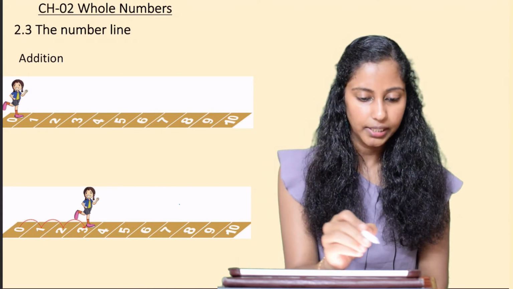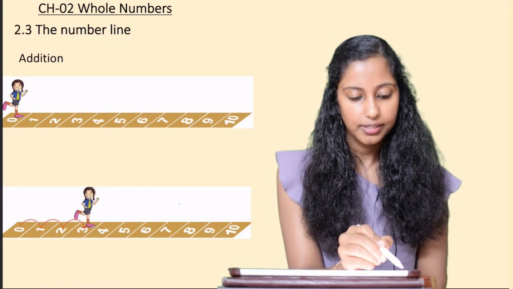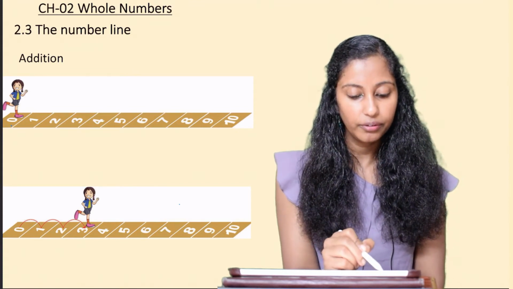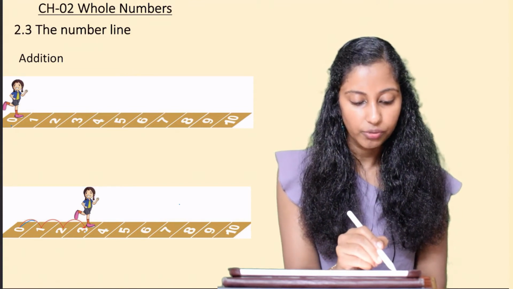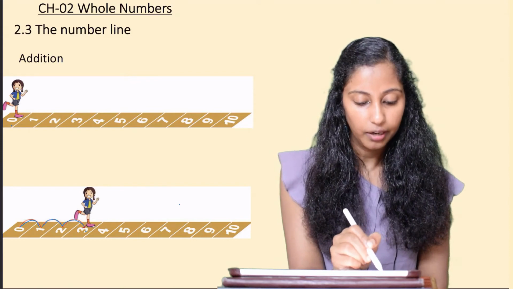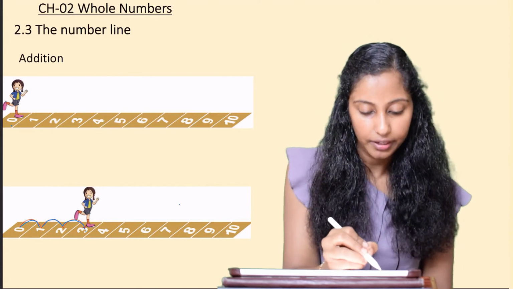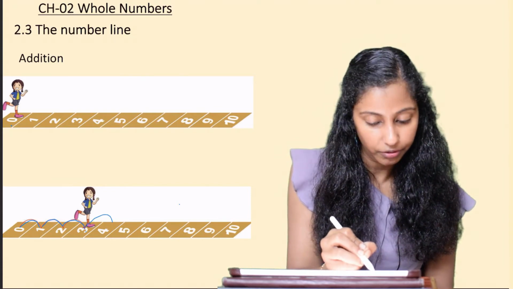So here you can see this is Priya. Priya has started from the tile number 0. She has taken 3 steps and she has reached tile number 3. Now she has to take 4 more steps. So let us see after 4 steps where she will reach.